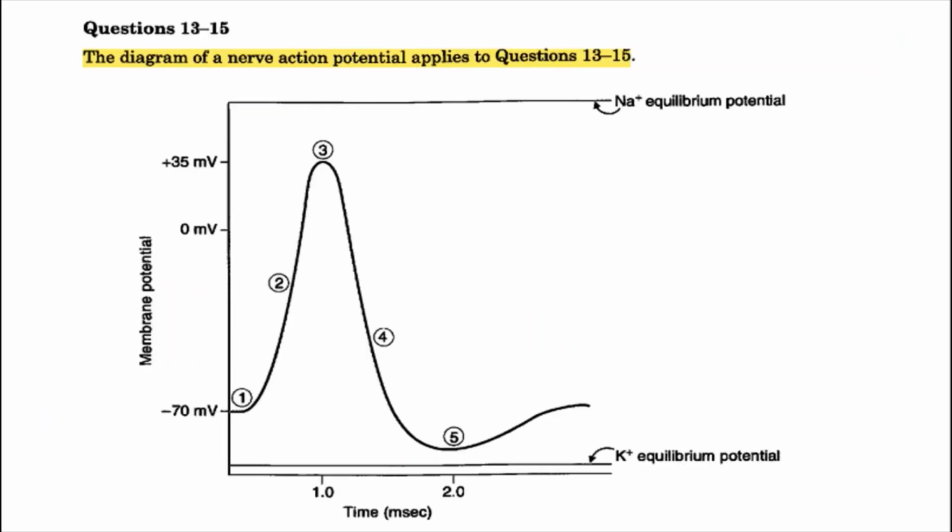Number 13. So this diagram here, the diagram of a nerve action potential, applies to question 13 and question 15. So study this. This is an action potential curve of a nerve cell. We know that in a muscle cell, the action potential is different.